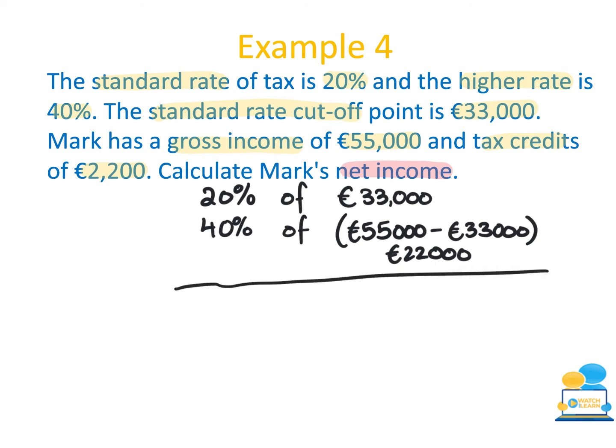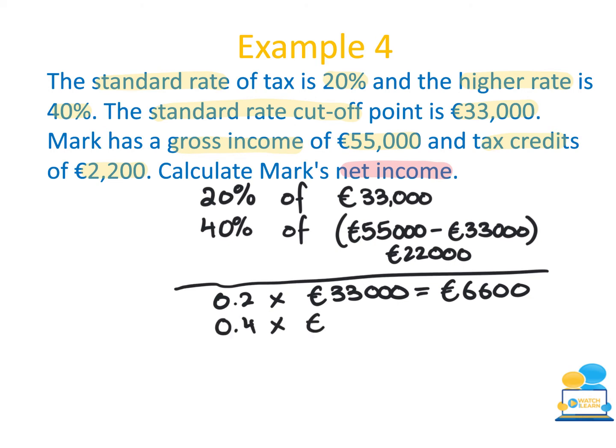So 20% of 33,000, again I'll change it to a decimal, 0.2 multiplied by 33,000 gives me an answer of 6,600 euros. And then taxing the 22,000 at 40%, again changing 40% to a decimal, will be 0.4 multiplied by 22,000. And that gives me a value of 8,800.